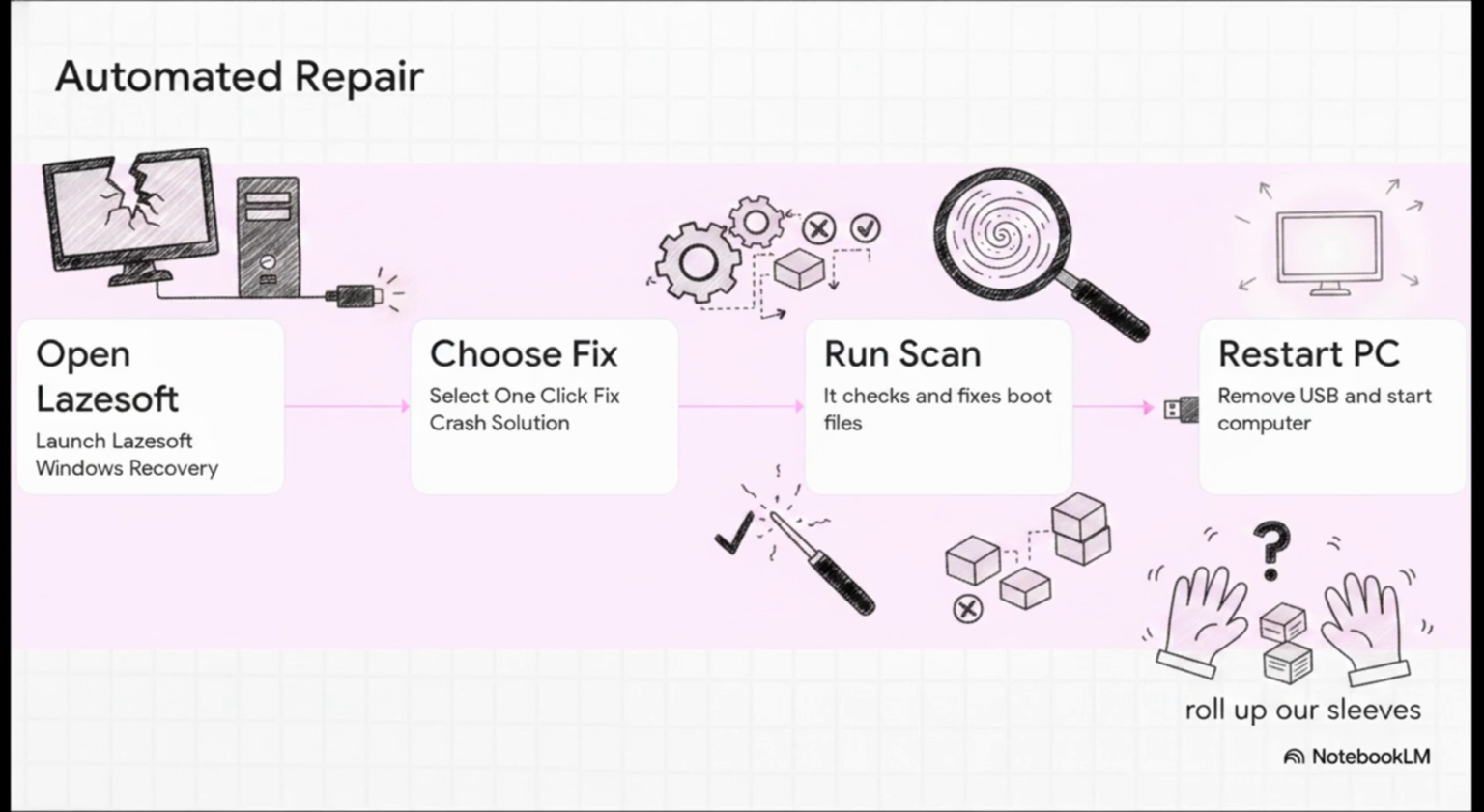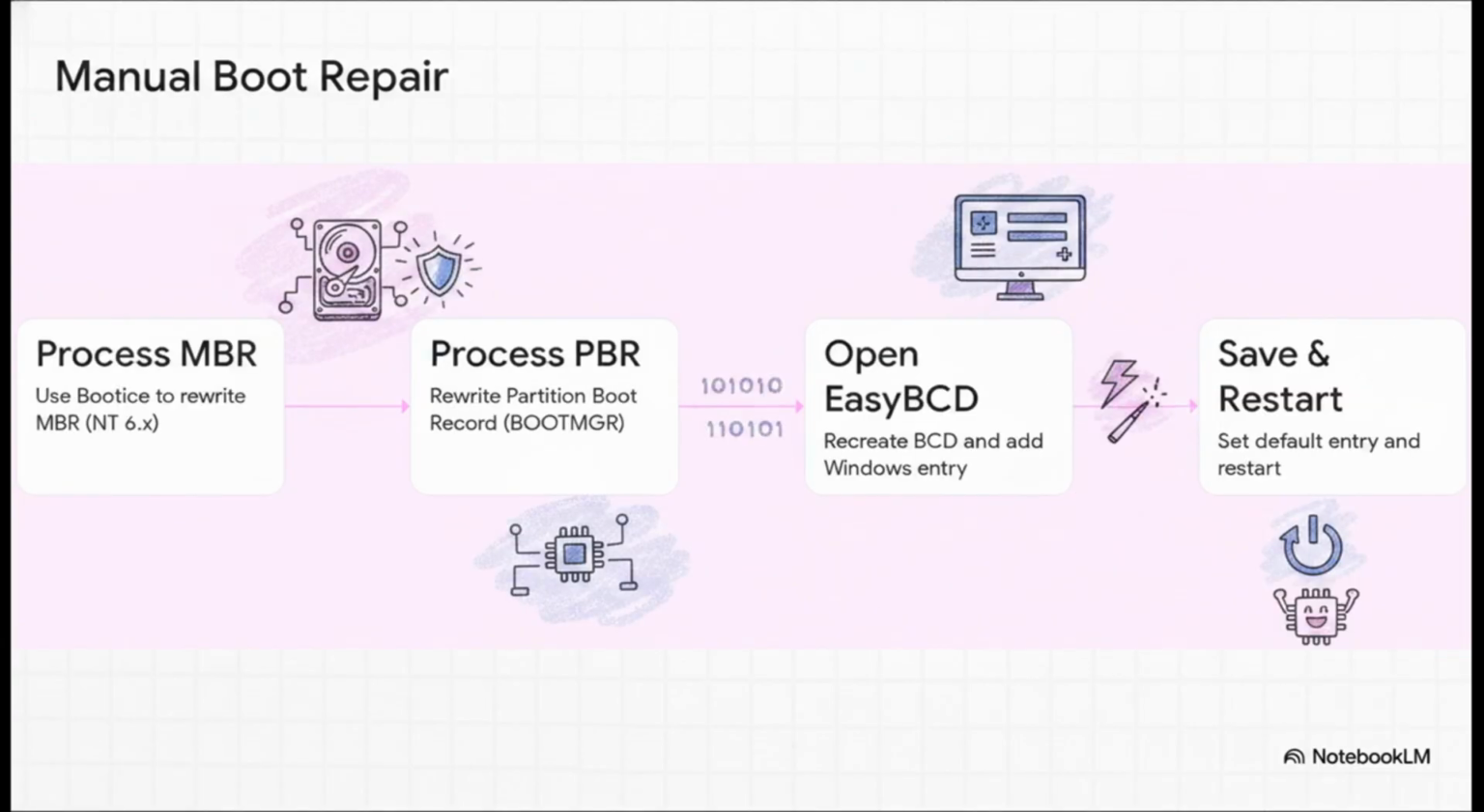But if Windows still refuses to start, well then we have to roll up our sleeves. Let's jump into the manual method. You boot back into Hiren's, but this time we open Bootice. This tool actually lets us rewrite the master boot record, or MBR, and the partition boot record, or PBR.